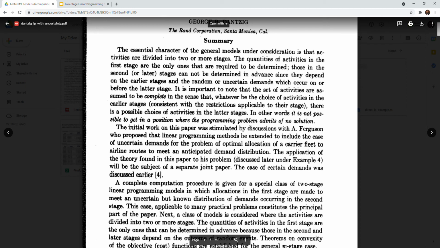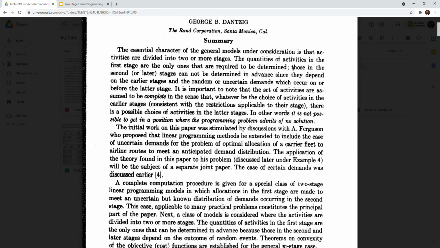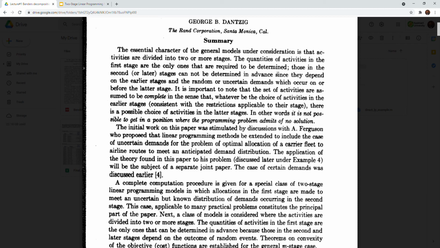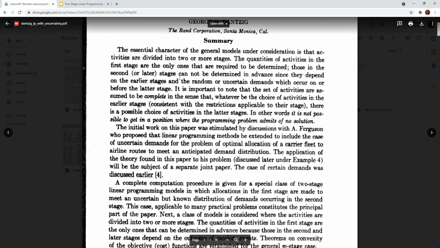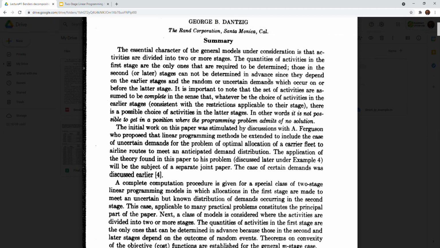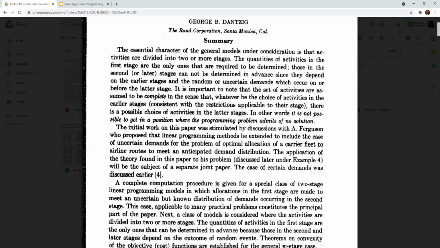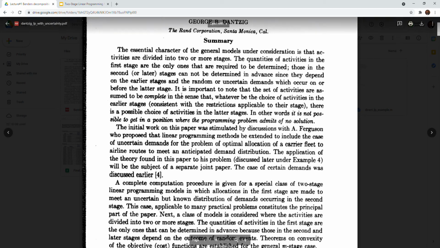Start with the first one. They said the essential character of a general model under consideration is that activities are divided into two or more stages. The quantities of activities in the first stage are the only ones that are required to be determined. Those in the second, later stage cannot be determined in advance, since they depend on the earlier stage and the random and uncertain demand that can occur on or before the later stage. This is a key statement for the whole paper here.